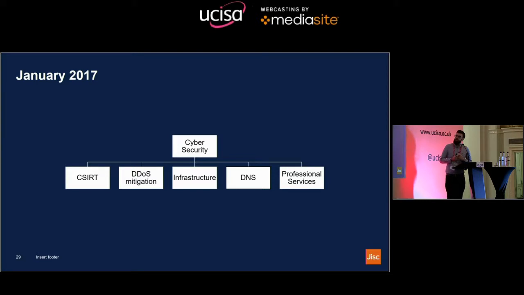Fast forward to January 2017, post the Jisc merger, we formed a cybersecurity division that comprised our CSIRT team and our DDoS mitigation team, who look after our Arbor Networks equipment. We had an infrastructure team who do more systems engineering and VMware, that sort of stuff. We had a DNS team who look after the primary name servers and a small resolver service that we provided. And then we also created a professional services team who were doing penetration testing. Some of you might have used their services already.